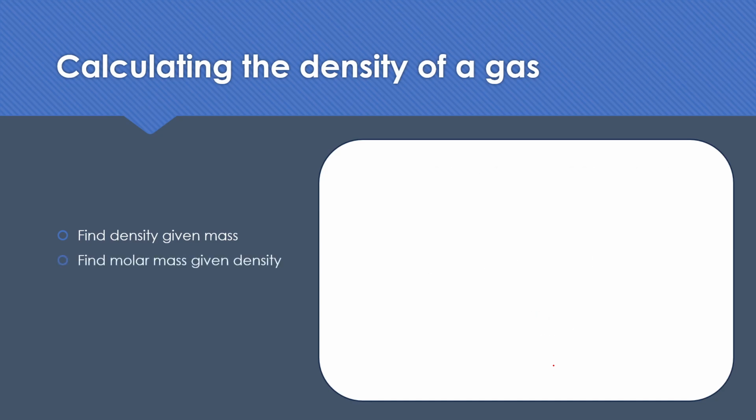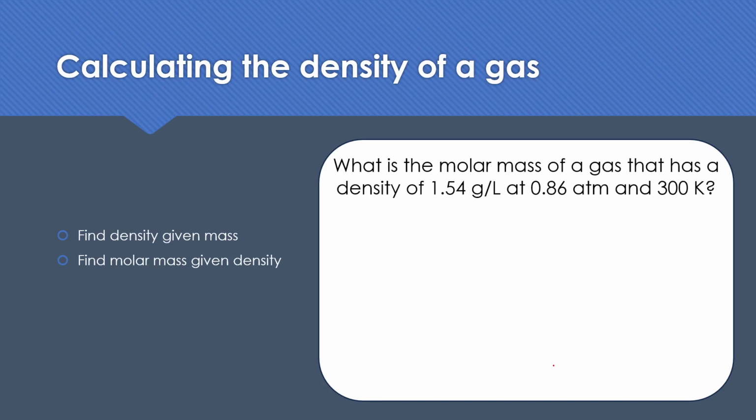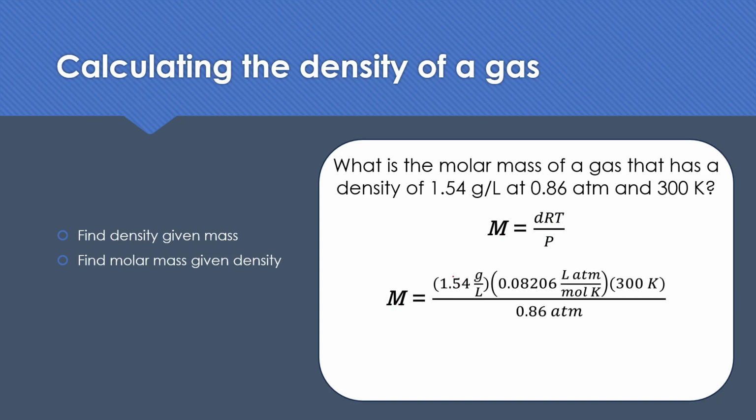Okay. And if you have the density, you can find the molar mass. What is the molar mass of a gas that has a density of 1.54 grams per liter at 0.86 atmospheres and 300 Kelvin? Well, if we rearrange, molar mass is equal to density times R times T divided by P. So 1.54 grams per liter times 0.08206 times 300, divided by 0.86. Liters cancels, Kelvin cancels, atmospheres cancels, and you're left with grams over moles, which is molar mass. So you find that it has a molar mass of 44 grams per mole. It's a very simple rearrangement that allows you to solve for density.